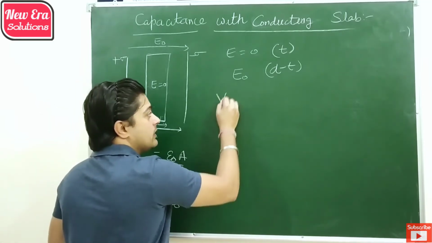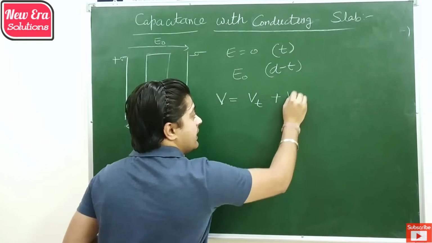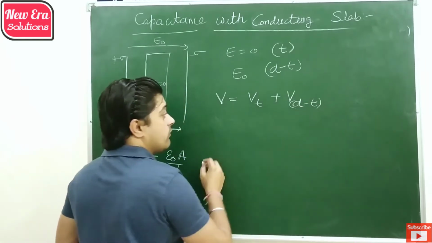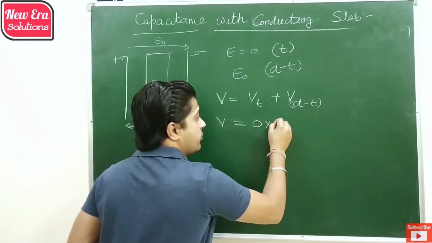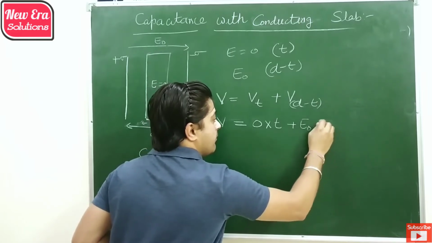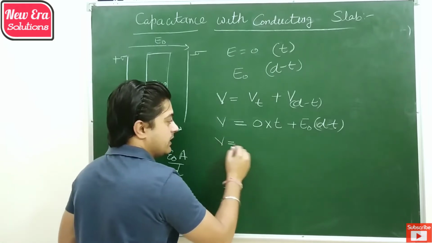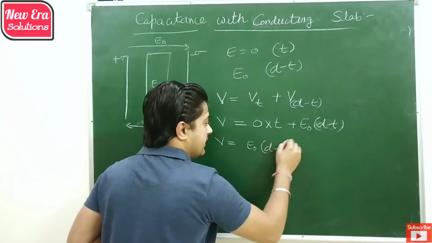So again, the total potential, which is the sum of the potential in the region t and in the region d minus t, we get from the formula of potential, that is 0 into t plus E naught into (d minus t). So the total potential with the conducting slab is equal to E naught times (d minus t).